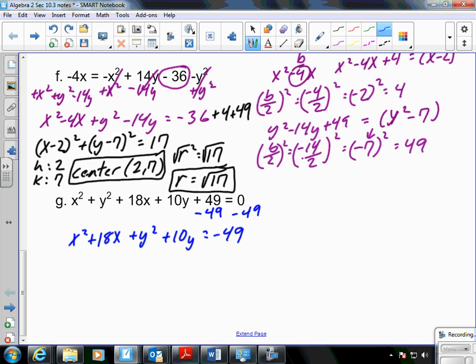Now I'm going to go through the same process I just went through with the other one. So I've got x squared plus 18x. So I need to do b over 2 squared. My b in this case is the 18, so 18 over 2, and I square it. So 18 divided by 2 is 9 squared, which is going to give me 81.